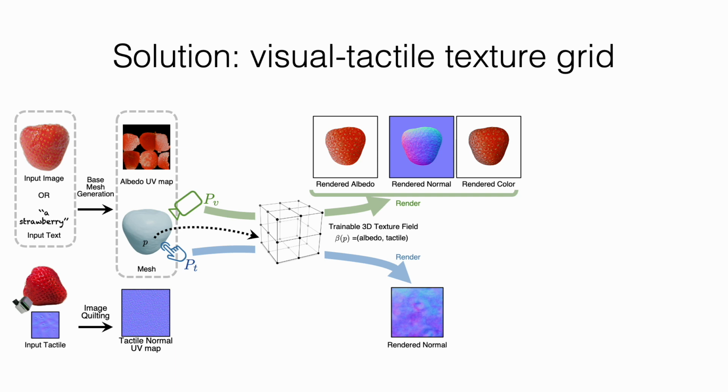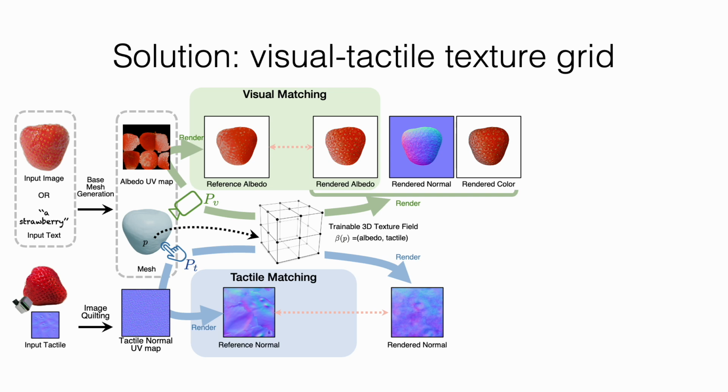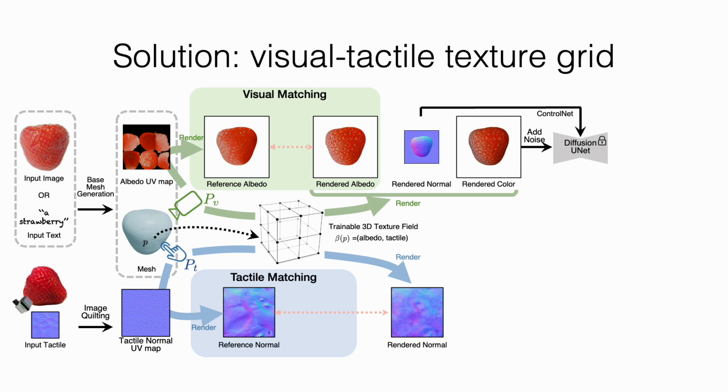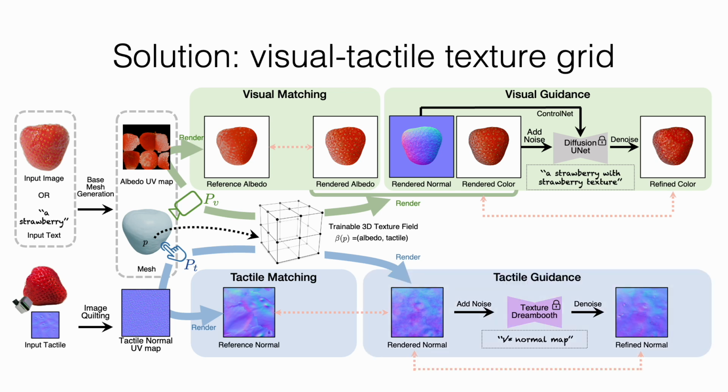For initialization, we use the base mesh albedo map to supervise albedo rendering and the synthesized tactile normal map for tactile rendering. However, initial textures may not align. Thus, we refine them using a multi-step denoising pipeline. Specifically, we use a normal-conditioned ControlNet to refine full color rendering, and use a customized TactileDreamFusion model to refine the tactile patch rendering.